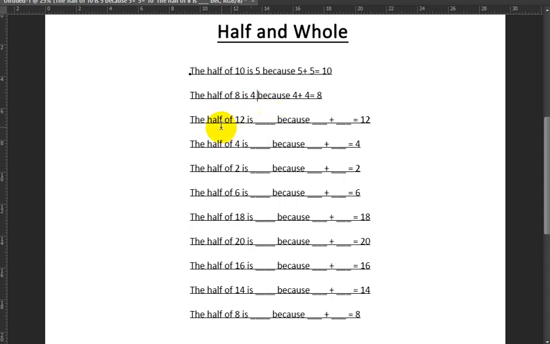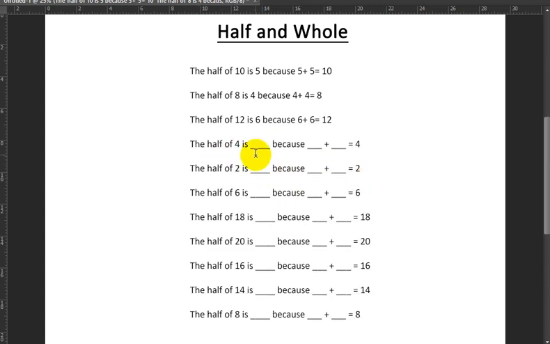Next up, we want to find the half of 12. Okay, so let's start again. 1 and 1 gives me 2. 2 and 2 gives me 4. 3 and 3 gives me 6. 4 and 4 gives me 8. 5 and 5 gives me 10. 6 and 6 gives me 12. So 6 plus 6 gives me 12. So 6 is the half of 12.